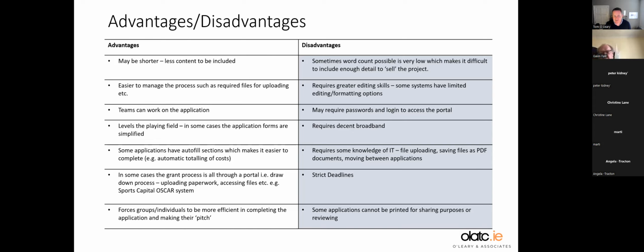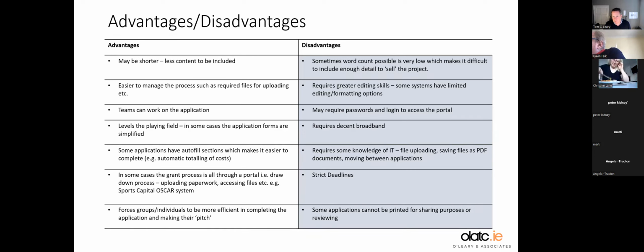With the online applications, it's a standardized system. So there's very little scope to include more information than they've asked for. So that does level the playing field somewhat. Some applications have autofill sections, which makes it easier to complete. For example, when you're using the financial section of the application form, it actually calculates the totals for you. Again, small thing, but sometimes you can be prone to mistakes in filling out these forms.